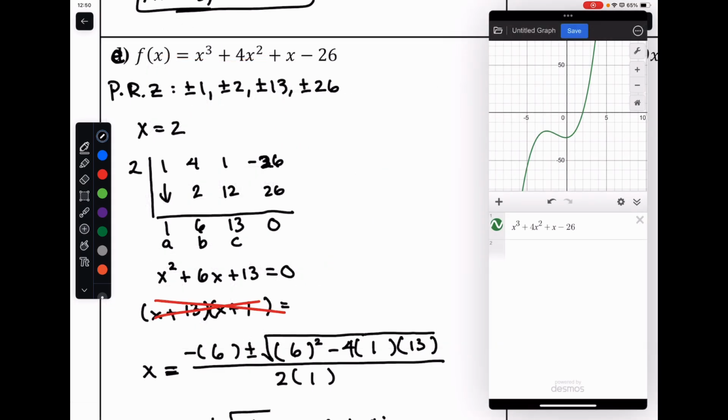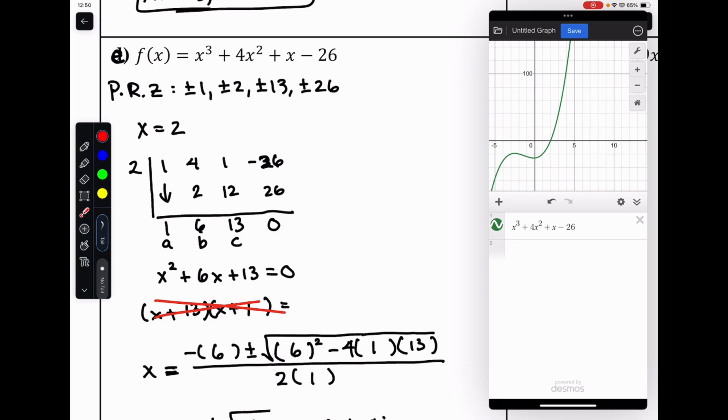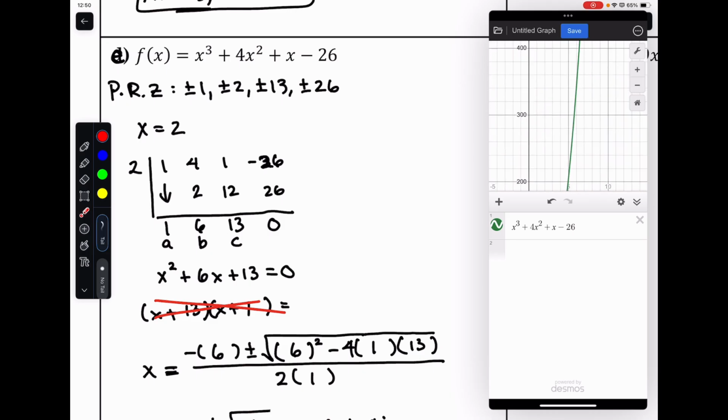Okay, so look at this. I have the function x to the third power plus 4x squared plus x minus 26 graphed right there. And notice that we crossed the x-axis at positive 2. Again, the value that we found using our remainder and factor theorem. But look at the graph. Look how the graph does not intersect the x-axis anywhere else. Notice that it goes up and it doesn't look to be going down.